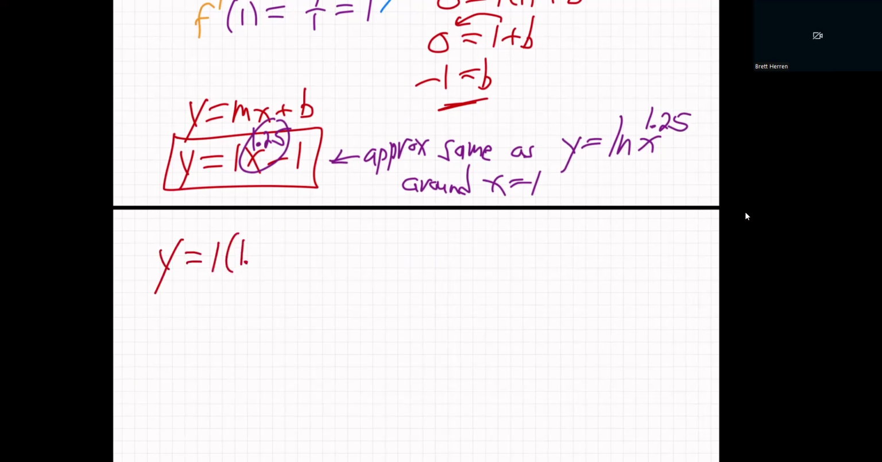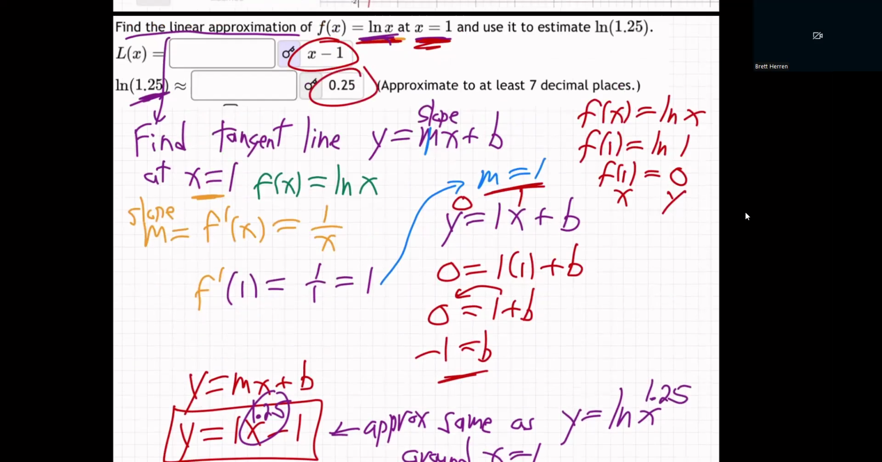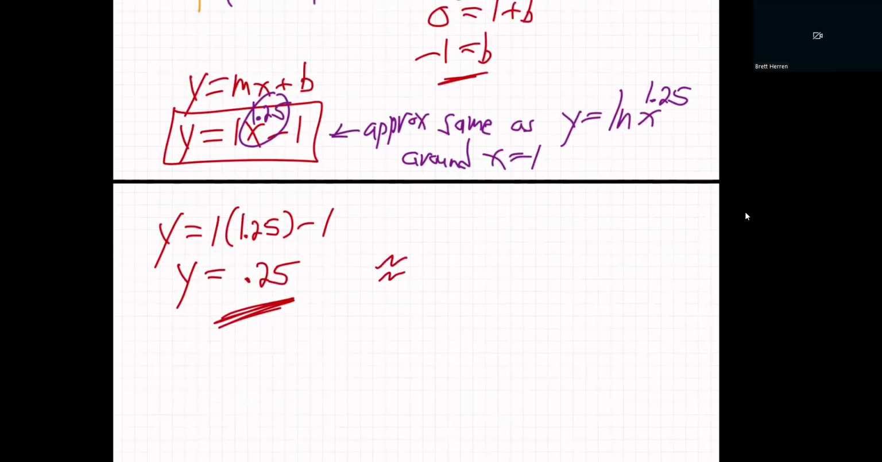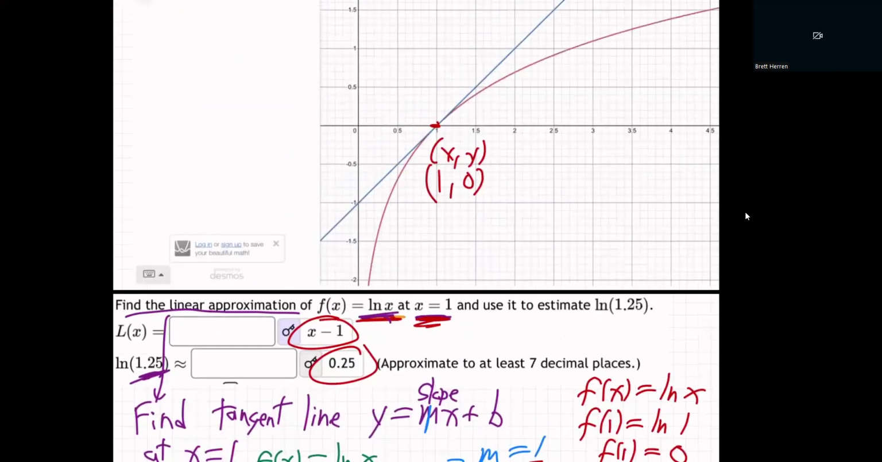What do we get? 1 times 1.25 minus 1. Well, that's easy. That's just 0.25. There we go. And that is indeed our answer. By the way, what's the real? Right, we're saying that's approximately equal to the natural log of 1.25. Right there, you can see they're very, very close.